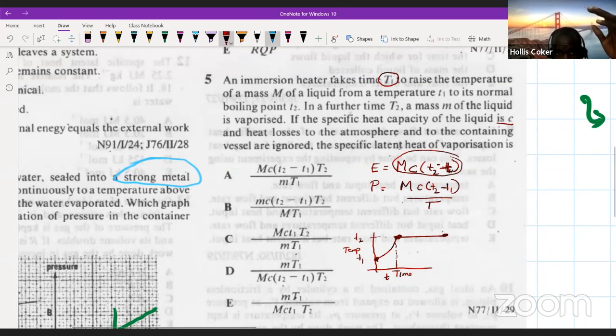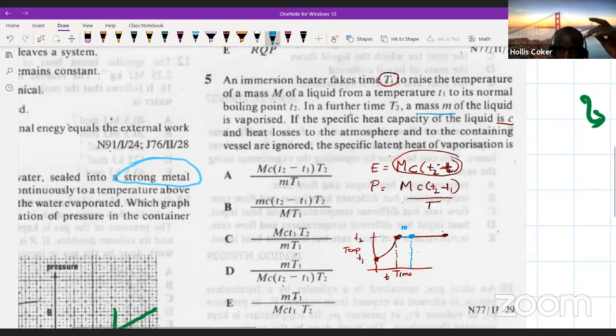What they are saying is we just use some energy to go from here to here. And they're saying that a mass of liquid M is vaporized. So from here to here, mass M of liquid is vaporized, and I suppose it takes a certain amount of time to do that. Okay? So what do they want us to find? The specific latent heat of vaporization.